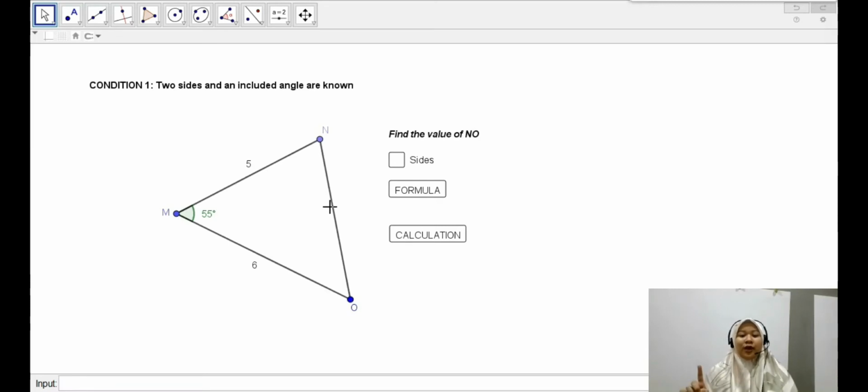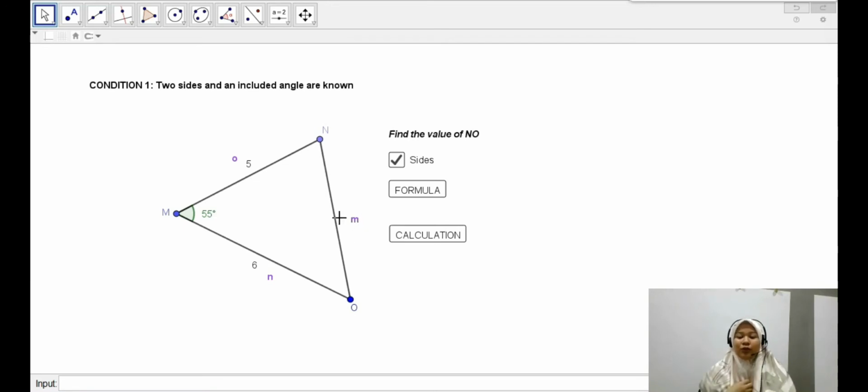First you have to identify the name of the sides, like we have learned before. Opposite to vertex M will be side m, we write in small letter. Opposite to vertex O will be small letter o, and opposite to vertex N will be small n. Here we already know the angle at the vertex M, the value of side n, and the value of side o. Then we have to find m.